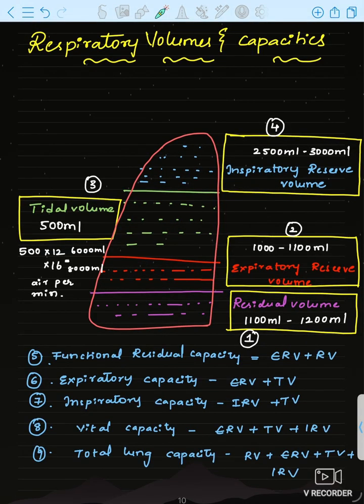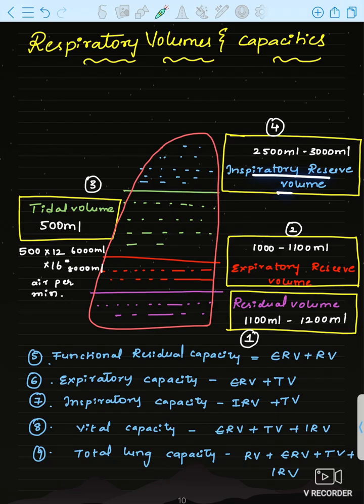Okay, this is the residual volume. Always this volume is present. And what is tidal volume? Tidal volume means now you are normally inspiring, that fixed volume will be there, 500 ml. Now you are expiring, the same tidal volume 500 ml will be released out. That is called tidal volume, okay?